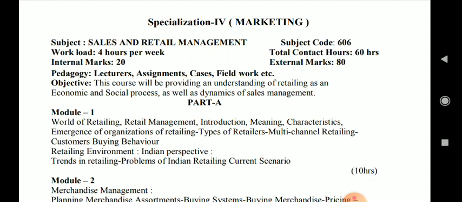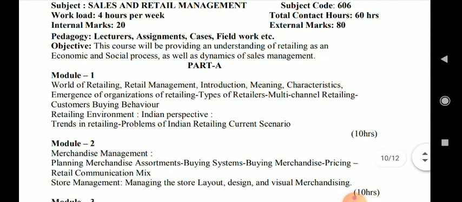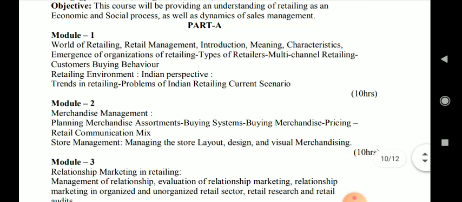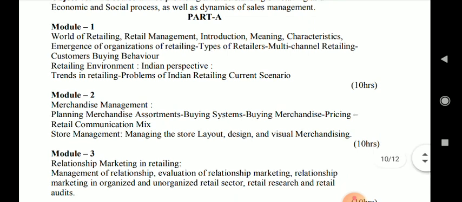As the name suggests, sales and retail management. This subject is a combination of two different subjects, that is, sales management and retail management. So, this entire syllabus is divided into two different parts, Part A and Part B. Part A deals with retail management, and Part B deals with sales management. Part A has three modules, Part B has two modules.